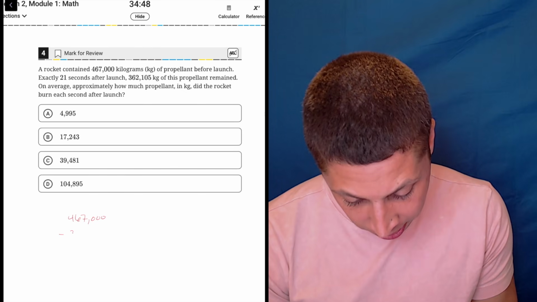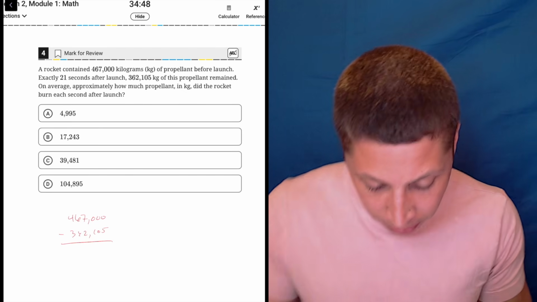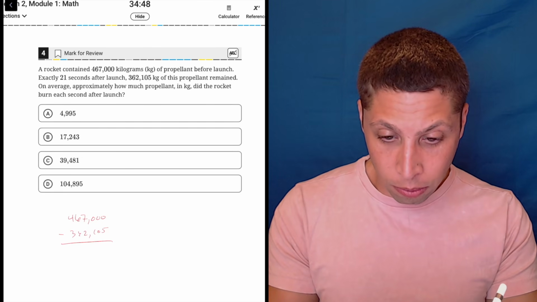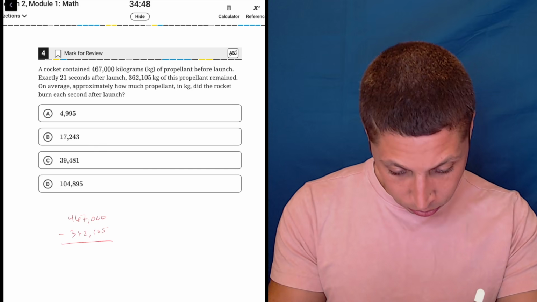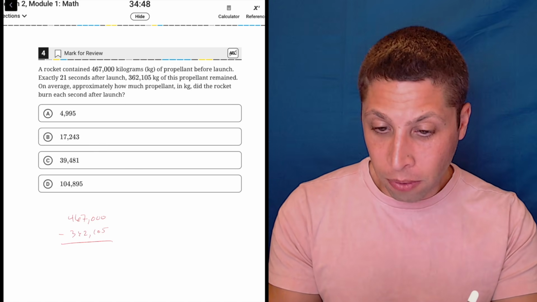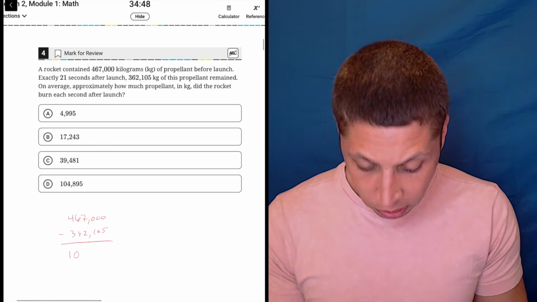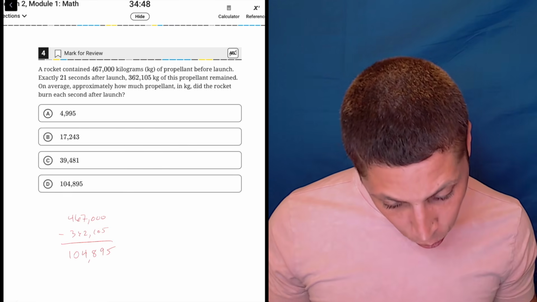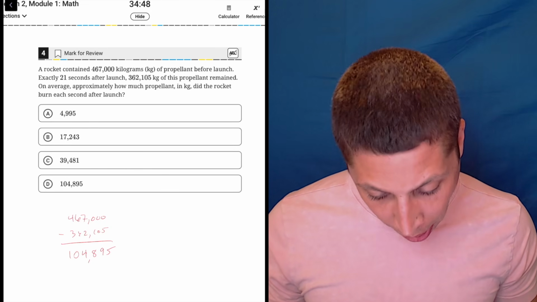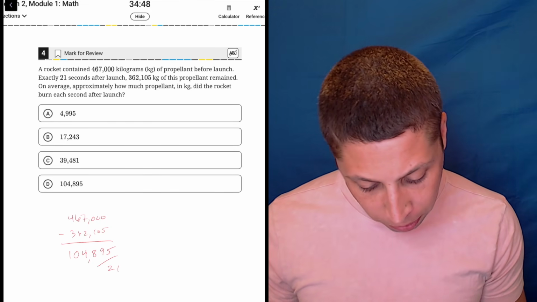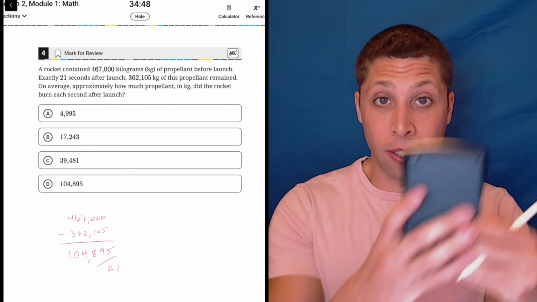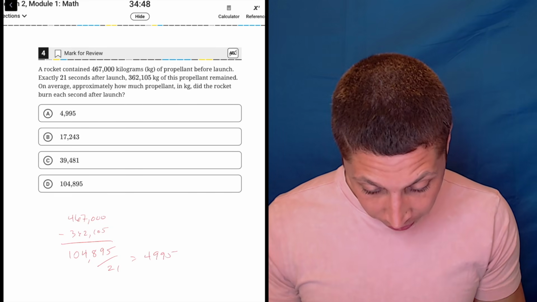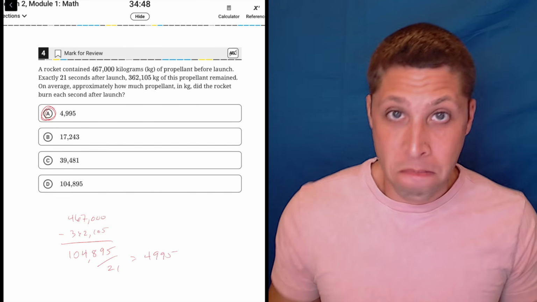467,000 minus 362,105. That's going to be some number. So 467, using the hard calculator, 1, 2, 3, minus 362,105 is 104,895. And that's 21 seconds after launch. So how much did it burn each second? So now we would just divide this by 21. Do that in my calculator as well, using the calculator. And I get 4,995. Is that an answer? A? Yeah, cool. Seems good to me.